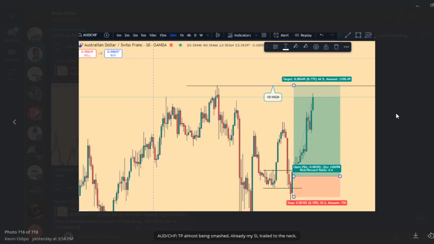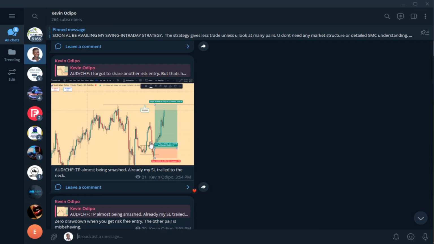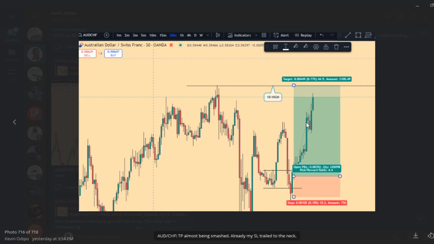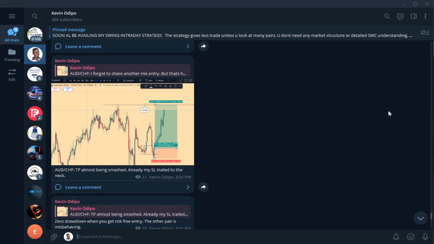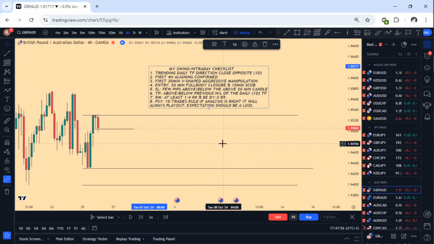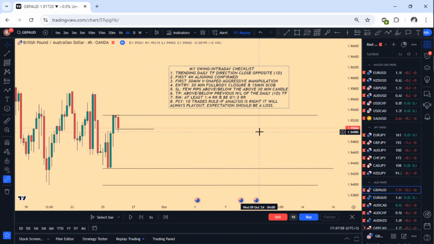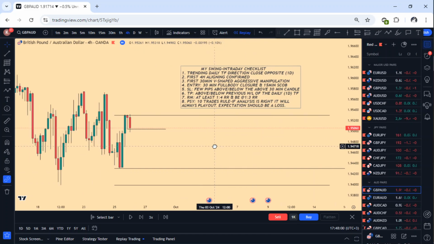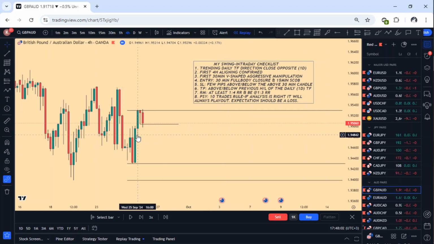Like this one I caught also. This one was small, so I was trailing it, then I got stopped out somewhere there for a 1 to 3, and I was comfortable with that because the other trade was really playing with me. So I didn't want to give the market the few coins that I had just garnered.